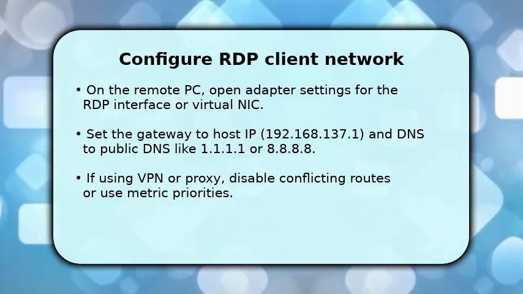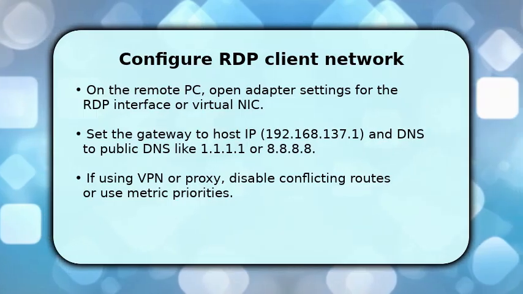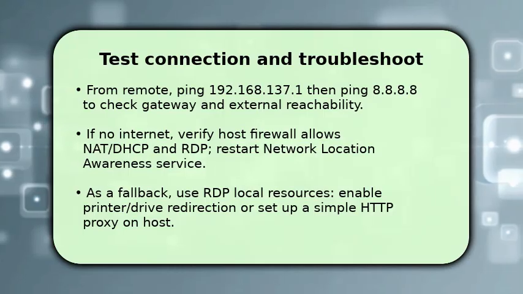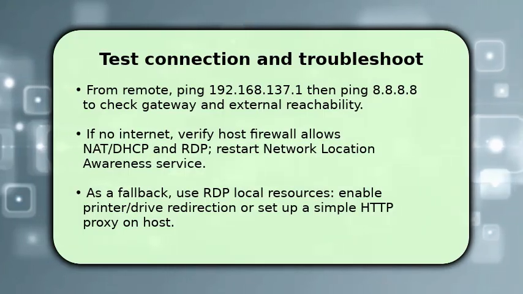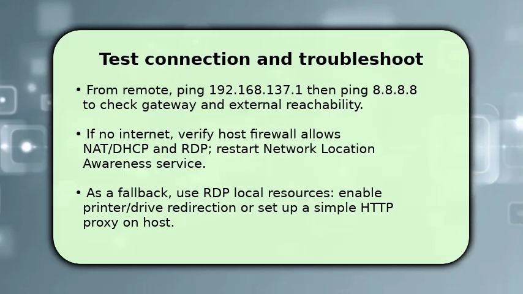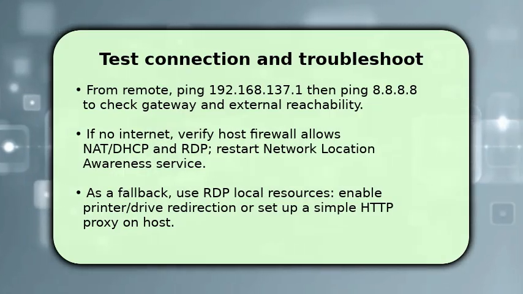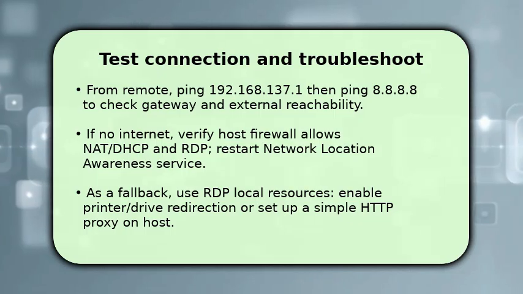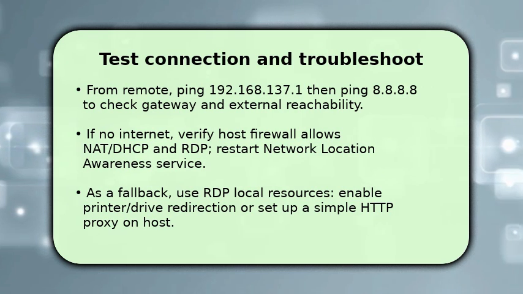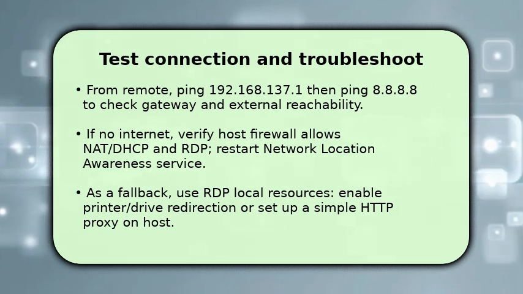Finish by verifying and troubleshooting. From the remote session, ping the host gateway, then an external IP to confirm NAT works. If pings fail, check Windows firewall and sharing rules on the host, restart networking services, and confirm the host still provides the 192.168.137.x subnet. Sometimes reapplying ICS or rebooting fixes stale DHCP assignments.